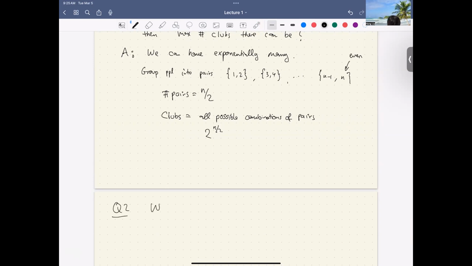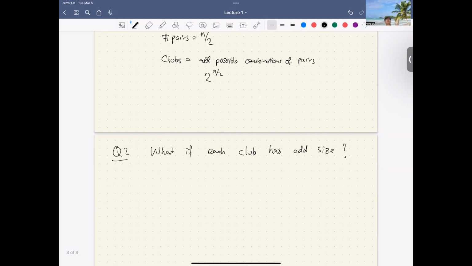Question 2. What if each club has odd size? Okay, let's first try to give a construction. At least we have some clubs. What will be a choice of clubs, namely a family of subsets of n, such that each club is of odd size, and the intersection is of even size? Can you give me an example that has many, hopefully many clubs?